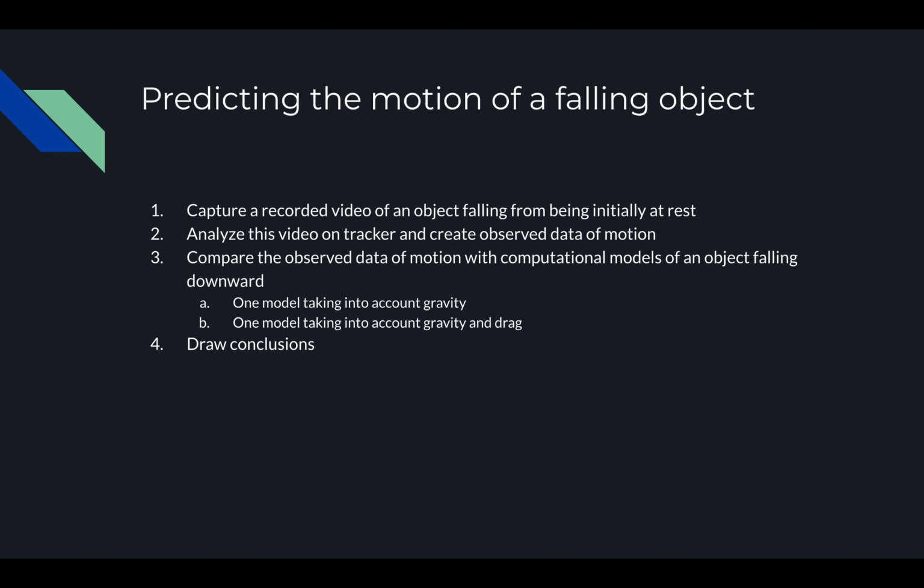I then used this observed data to create two computational models comparing the motion of the falling object, one taking into account only the force of gravity and the other taking into account the force of gravity and drag forces. Through these two models, I'm able to draw conclusions on drag force, gravity, and the motion of the object.